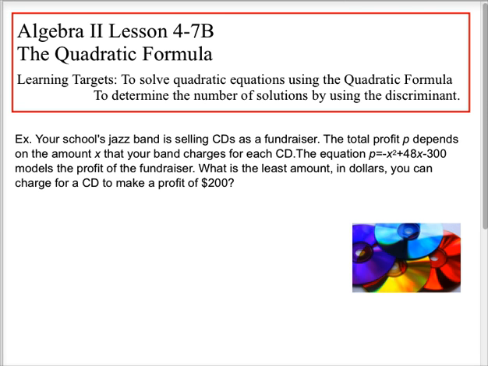Your school's jazz band is selling CDs as a fundraiser. The total profit P depends on the amount X that your band charges for each CD. The equation P equals negative X squared plus 48X minus 300 models the profit of the fundraiser. What is the least amount in dollars you can charge for a CD and make a profit of 200?